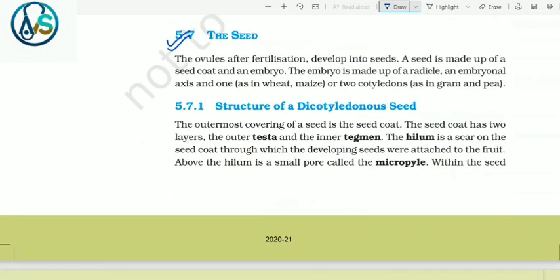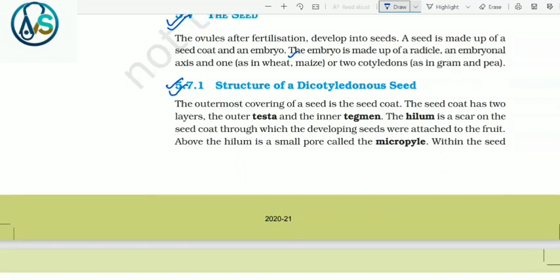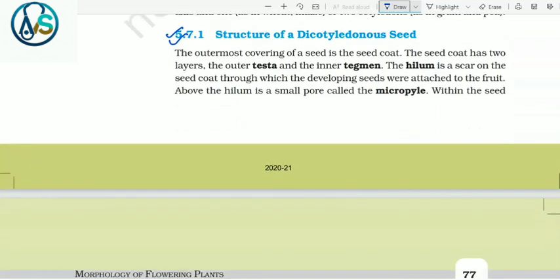5.7 The seed. The ovules after fertilization develop into seeds. A seed is made up of a seed coat and an embryo. The embryo is made up of a radicle or an embryonal axis and one cotyledon as in wheat and maize, or two cotyledons as in gram and pea. 5.7.1 Structure of a dicotyledonous seed. The outermost covering of a seed is the seed coat.